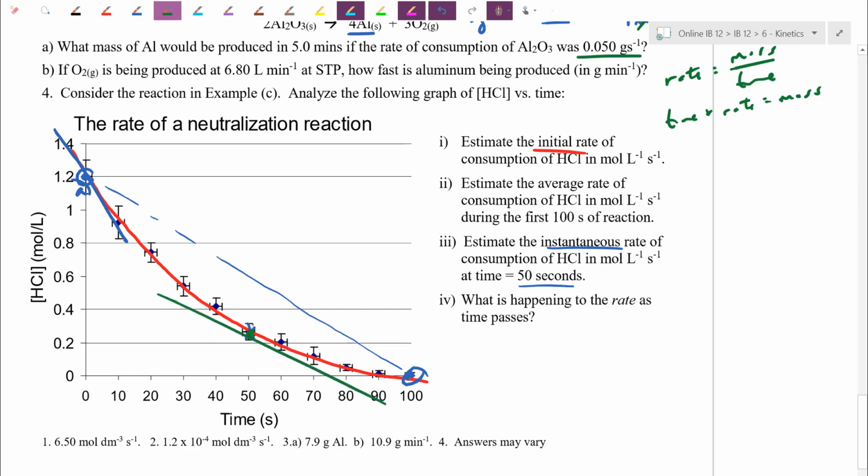Your tangent might be different from the person next to you. That's why in this case your answer may vary. But what you want to do is calculate the slope of the tangent that you drew.